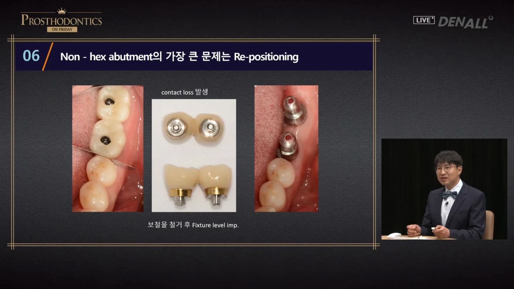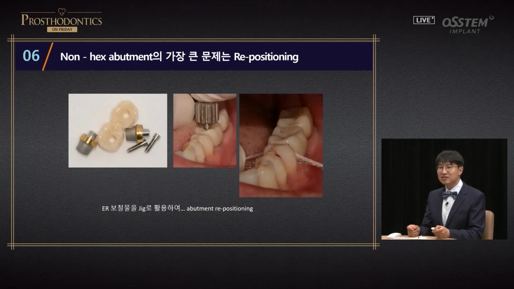Another tip I'd like to provide is that if it is difficult to use hex abutment because of path, this is SS octa abutment. If you use it in a mixed manner, then it would be better to position it. You get the position with one and use the jig to position the prosthesis with the other one.